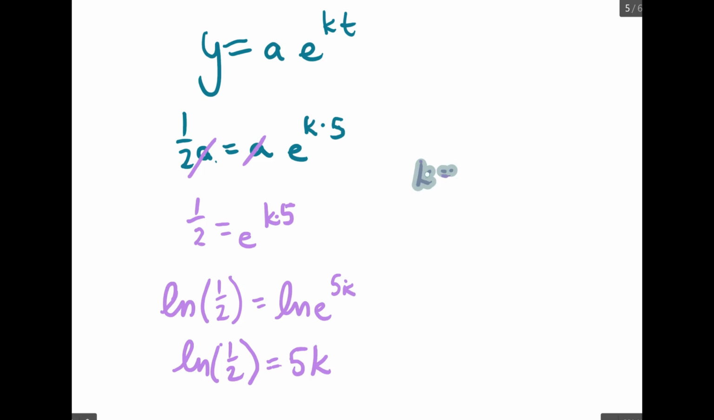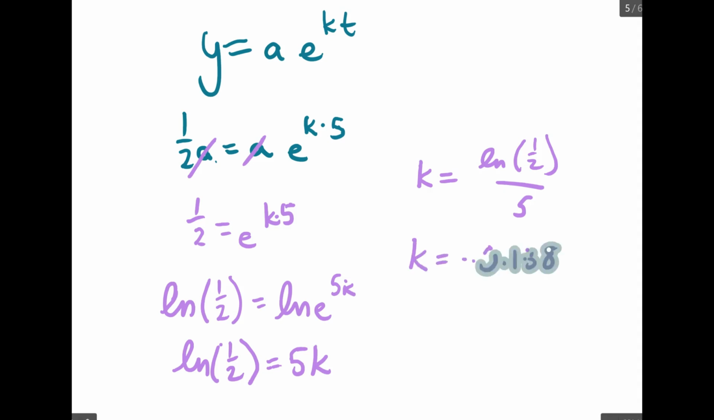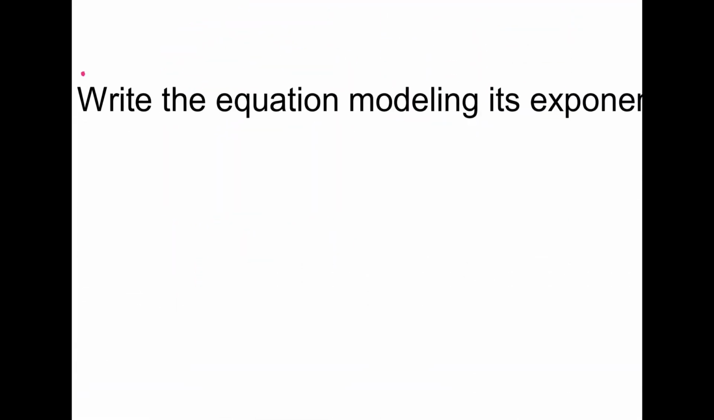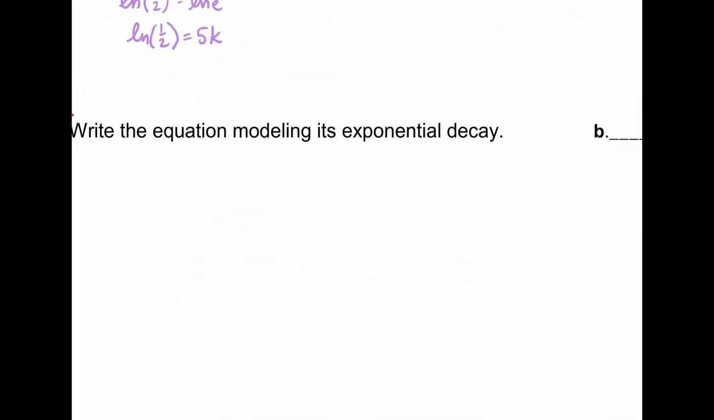k is equal to ln of 1/2 divided by 5. So this means k is equal to negative 0.1386. Oh my gosh, I swear I'm gonna get a new pen. Okay, negative 0.1386. That's what I was asking for, was k, and we rounded to the nearest 10,000th. Then write the equation modeling its exponential decay.